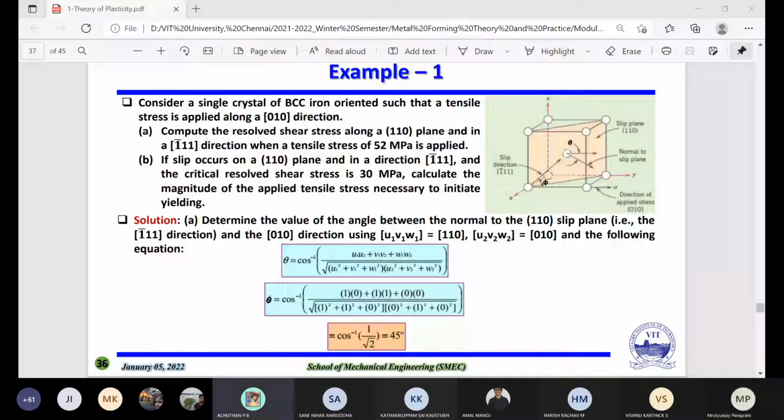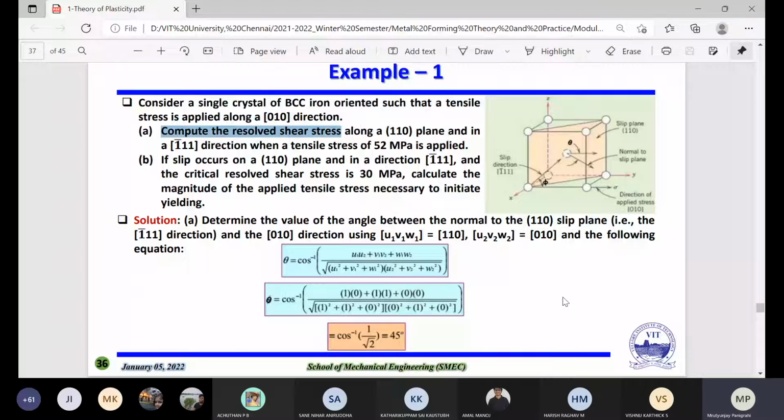Phi is 54.7. How much? 54.7. Yeah, fine. The next, what you have to calculate? Compute the resolved shear stress. So in the first part you can write, compute the resolved shear stress.